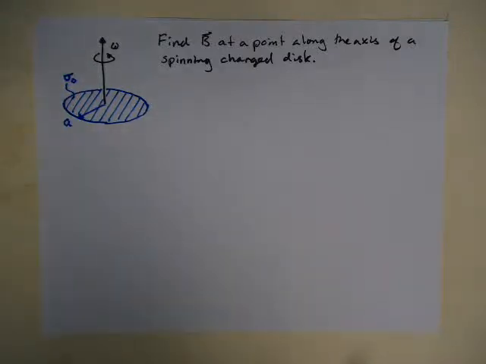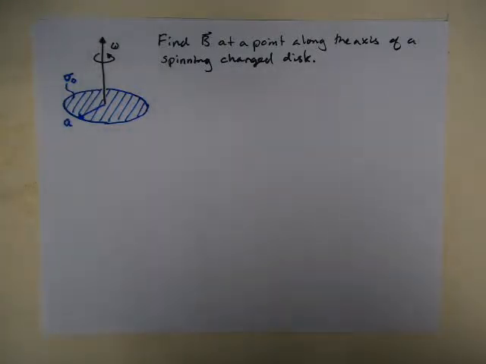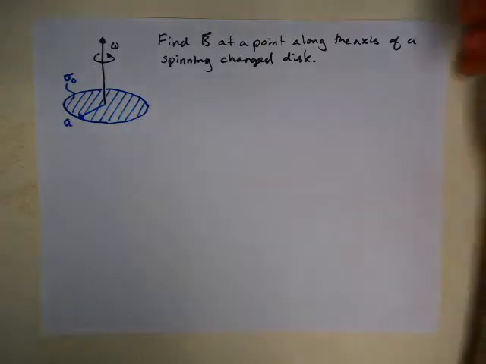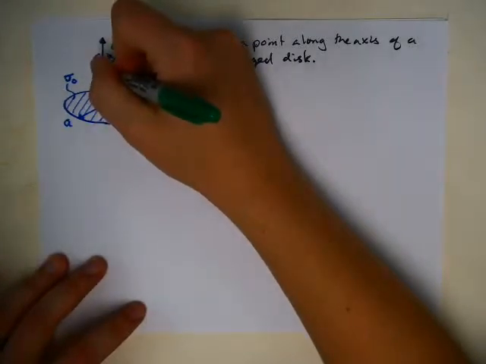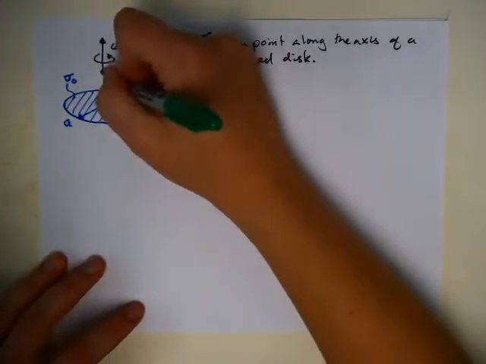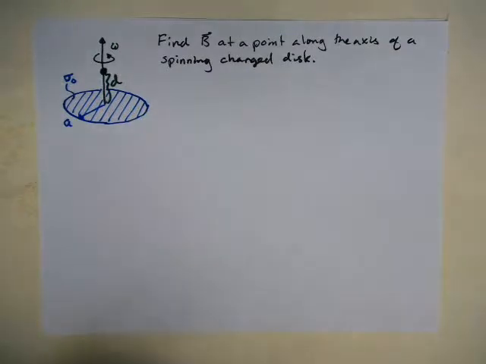This is a second example problem using the Biot-Savart law to find the magnetic field for some symmetric situation. In this question, we're going to find the magnetic field B at a point along the axis of a charged spinning disk. That means we're going to come up some distance d to some point there, and ask what is the magnetic field at that point.